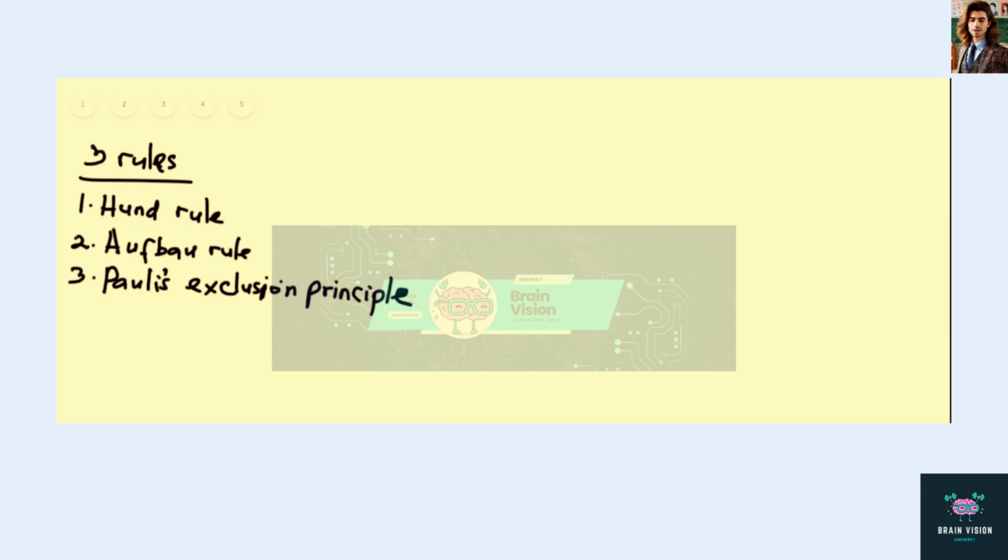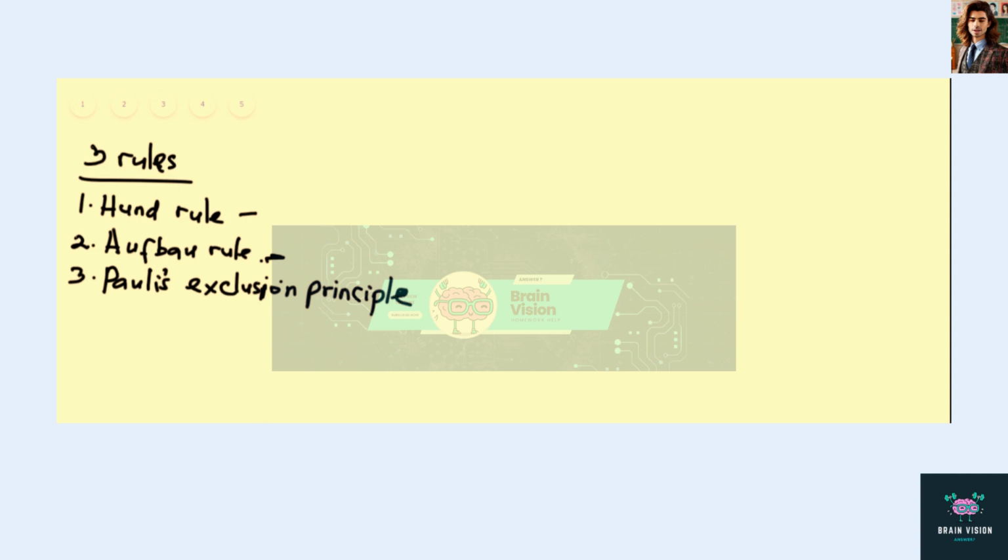So the Hund's rule is also called the rules of maximum multiplicity, which means that you should fill the orbitals in such a way that you have the least number of unpaired electron, which means you should fill singly first before you start to pair the electron. So that is what the Hund's rule describes.